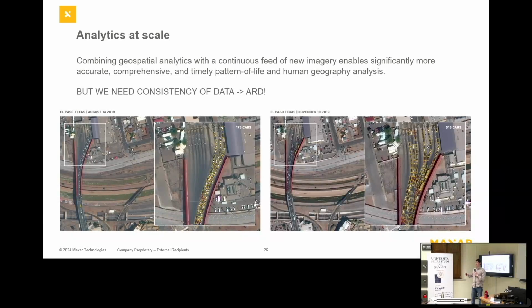NASA and ESA have their own ARD. Planet, Airbus, they have their own version of ARD. So when you train your models on multi-provider data, make sure that you check the specs, because each ARD, unfortunately, is still different.